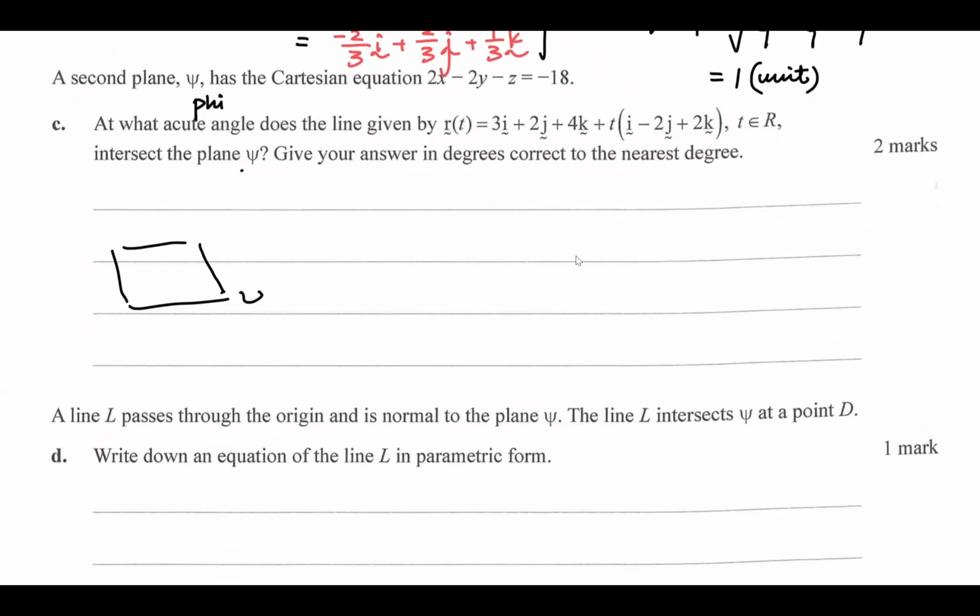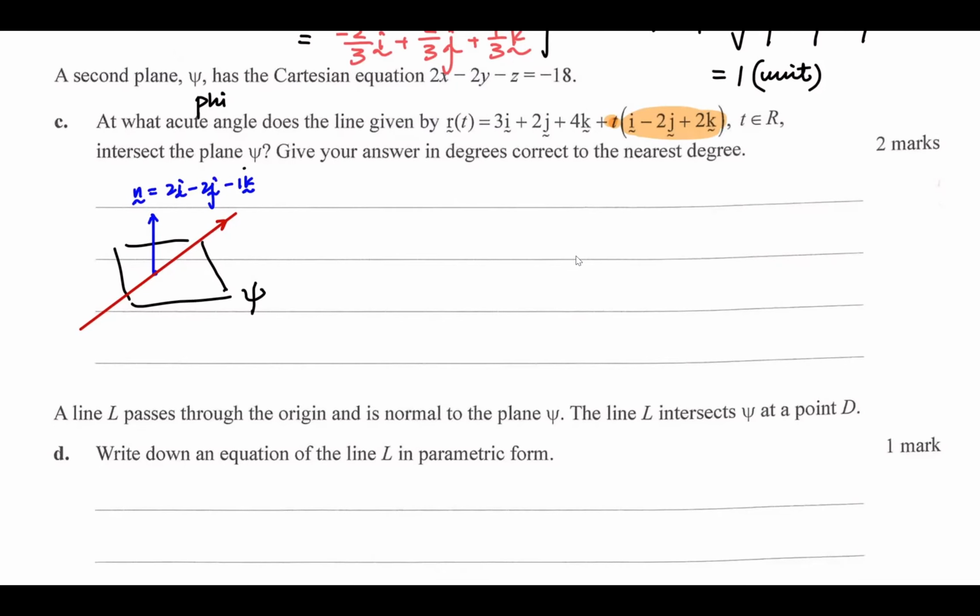So if you think about the plane, this is phi. It has a normal vector. The normal vector is going to be 2i minus 2j minus 1k. Imagine you have a line intersecting at this point. Now, the direction of this line is the vector after this parameter t, 1i minus 2j plus 2k. So what I'm saying is this vector, I already used the letter v, so let's just call this, should I say d, or let's just call this v, okay? Equals 1i minus 2j plus 2k.